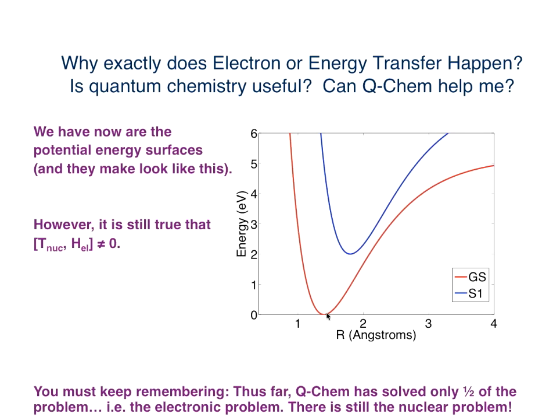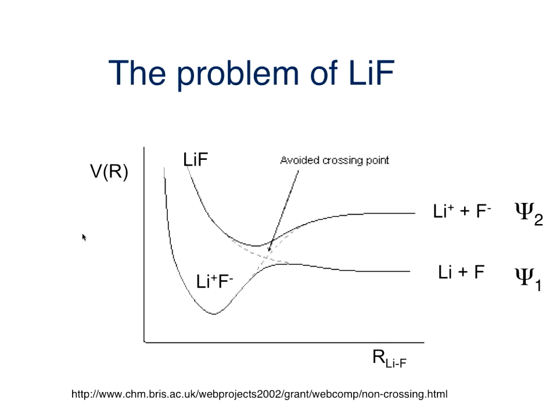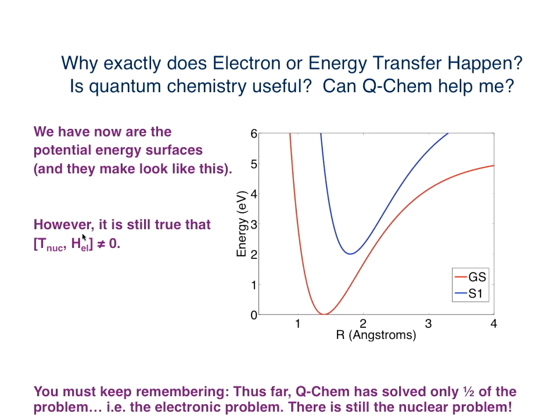Now, we have these potential energy surfaces, but it's important to keep remembering that the nuclear kinetic energy does not commute with the electronic Hamiltonian, which is the basis of everything that Q-Chem is doing. And because of that, you really still have only solved half the problem once you have the potential energy surfaces. There is still the nuclear problem out there, and this is important to remember if you're interested in quantum chemistry and you want to know how to handle electronic relaxation.